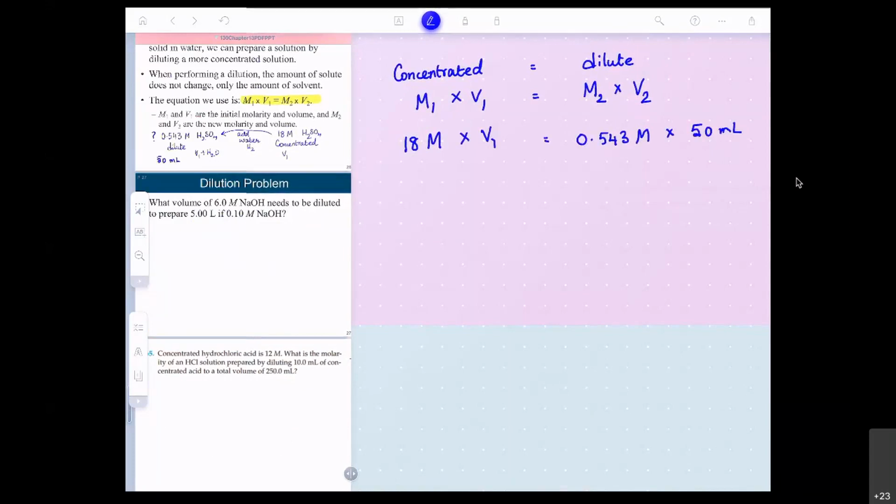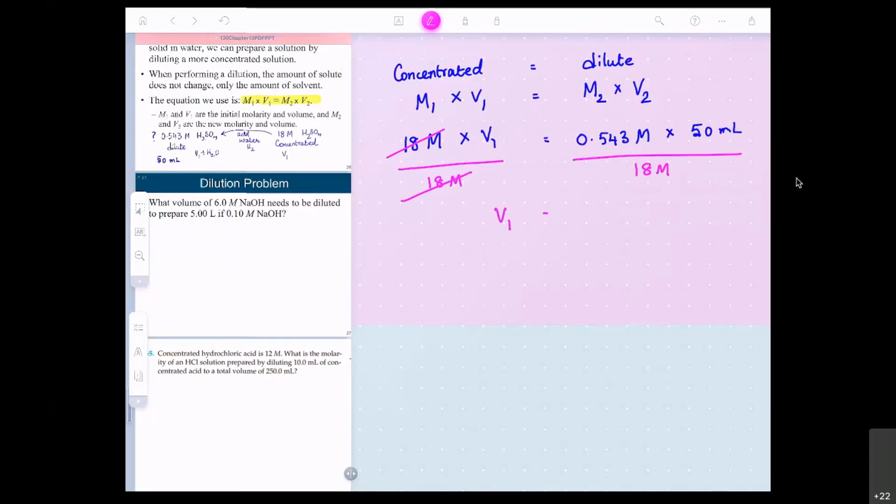This is just algebra. You divide both sides by 18 molar. You remember this algebra? That way you can cancel out the 18 molar and your answer will be V1. He will know then how much of the concentrated solution he needs to take to give me what I want. What I want is 0.543 concentration sulfuric acid, and I only want 50 milliliters. So let's put this in the calculator, which is 0.543 times 50 divided by 18.